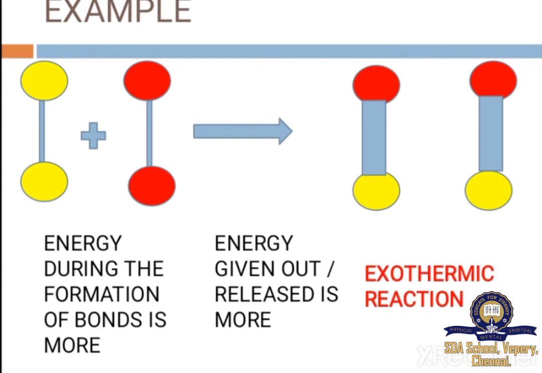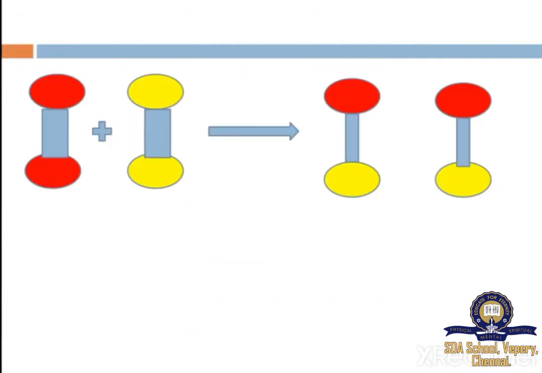I repeat this once again. Energy during the formation of bond is more. In other words, energy given out or released is more. So, this reaction is called an exothermic reaction. Right? Let's see one more example.